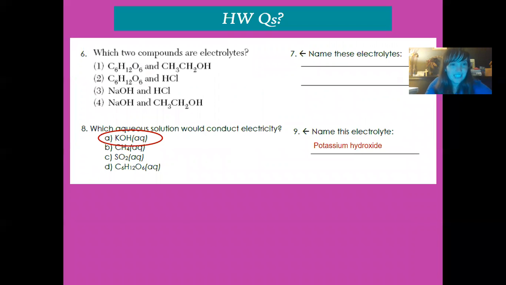And then in these last ones, we were identifying electrolytes. So 8, the one that's an electrolyte that will conduct, is the one that is a strong base, potassium hydroxide. This won't make ions, this won't make ions, this won't make ions, because these all have strong covalent bonds holding them together. This one is ionic, a base, and it's called potassium hydroxide.